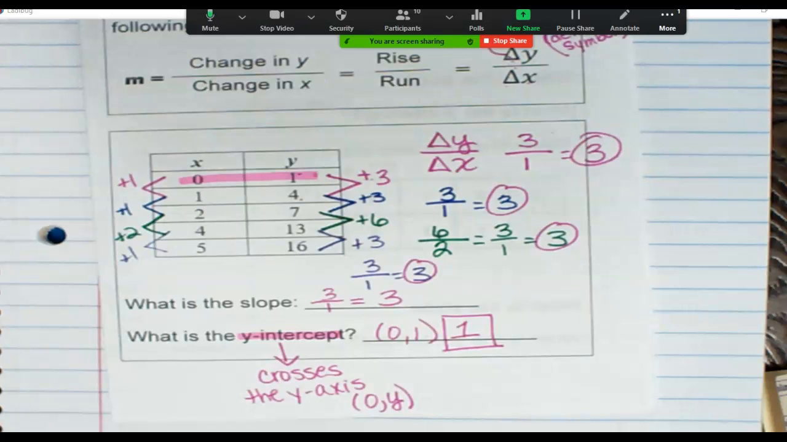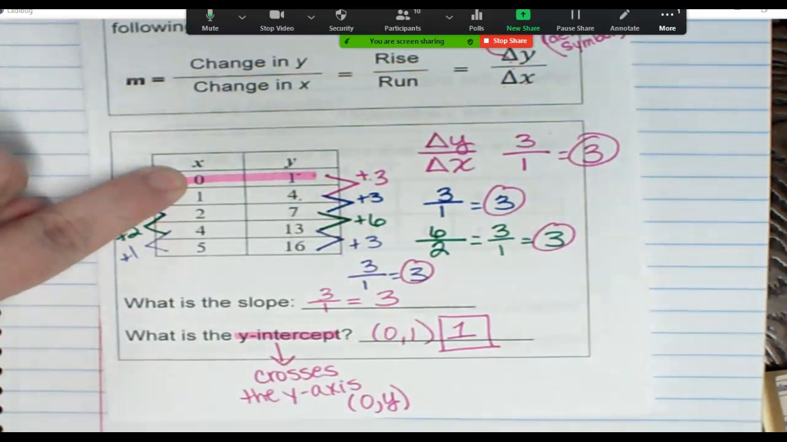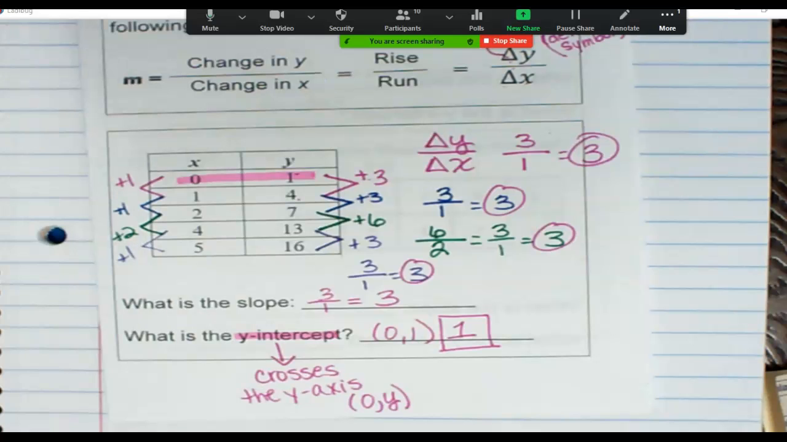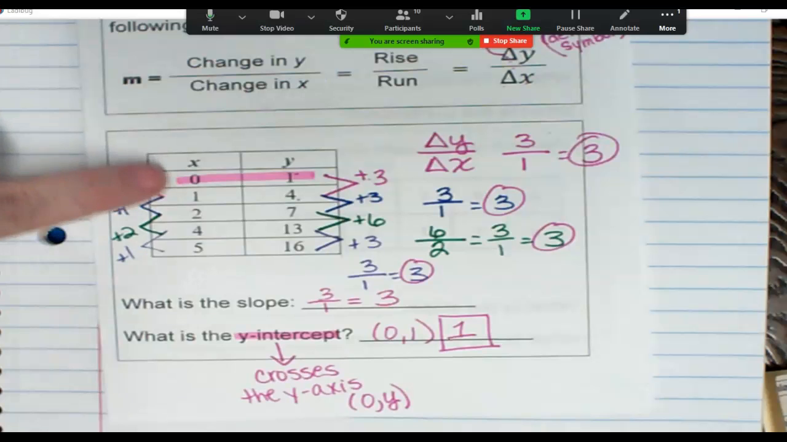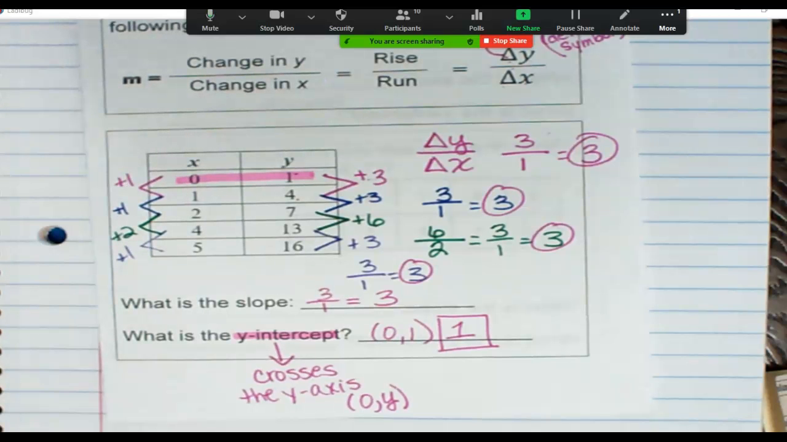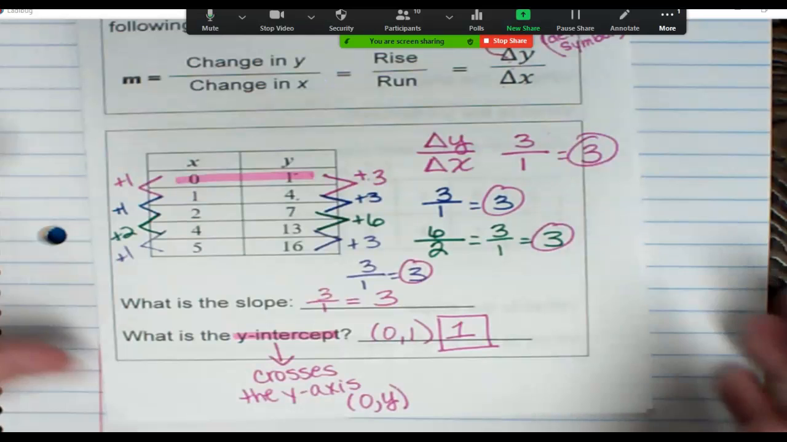Please make a mental note. This 0, 1 is not the y-intercept just because it's listed first in the table. It could have been listed anywhere. I need that x value to be a 0. It was just coincidence that it was listed first in the table. Okay? So is it always just the first thing listed? No. How do we know it's the y-intercept? 0 is on the x. Because if I have to plot that point, I got to stay at 0 and then either just move up or down for my y value.